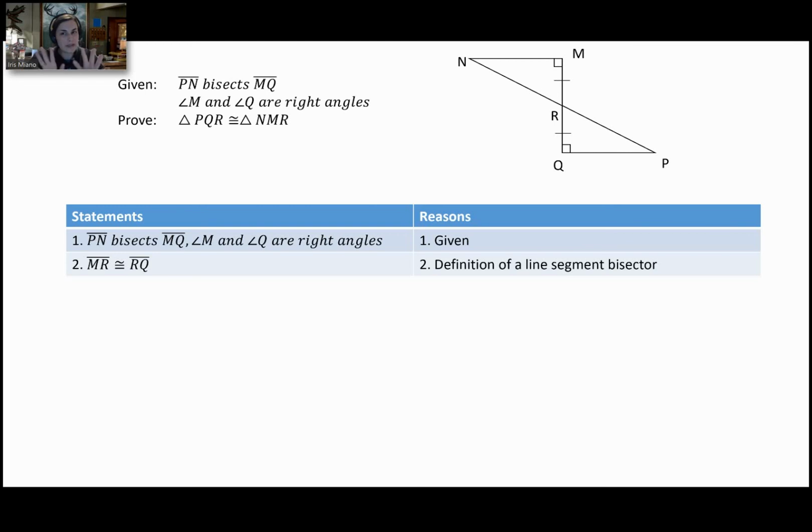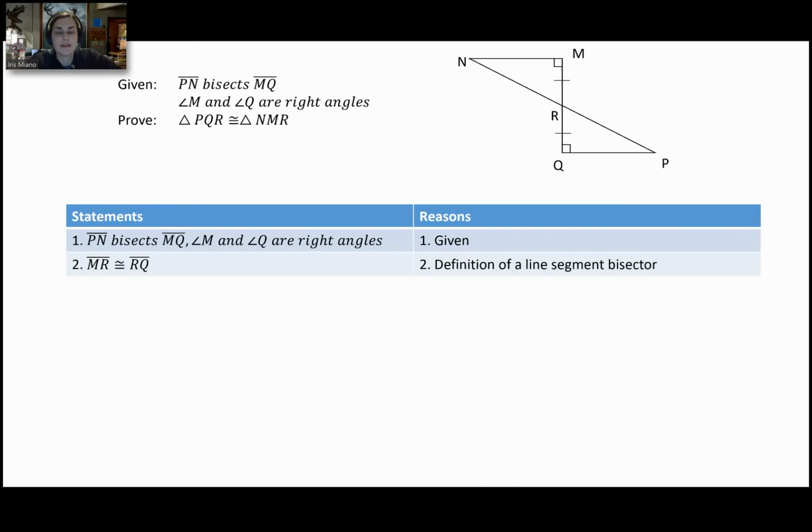It can be a little tricky, really picking apart the language to know which line is being cut. And that'll indicate which line segments subsequently you can say are congruent to each other by virtue of using the definition of this term bisect.